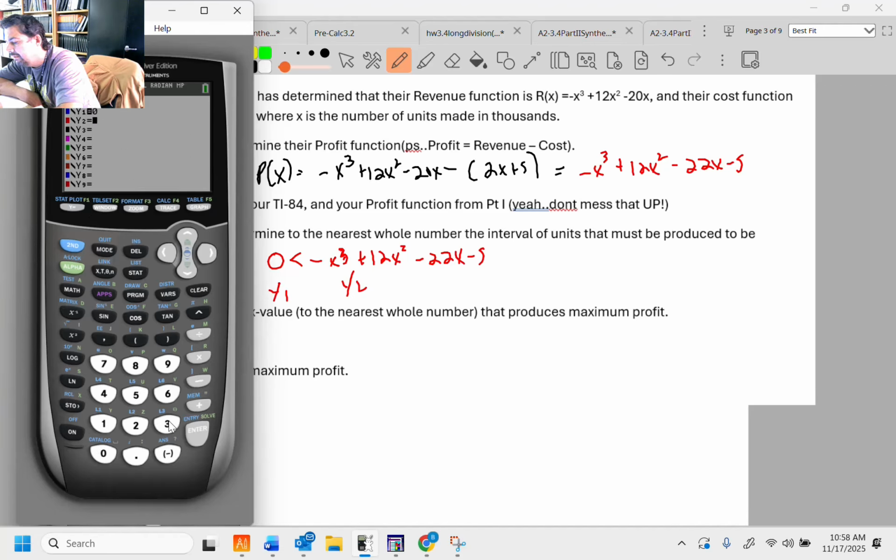0 and y1, negative x to the third, plus 12x to the second, minus 22x, minus 5. We'll do a zoom 6, but it'll be probably useless. We'll have to play with the window. Because you have some common sense, right? Hope so.